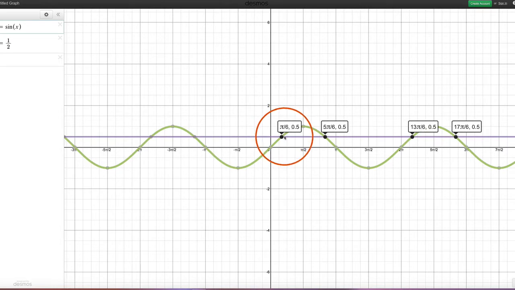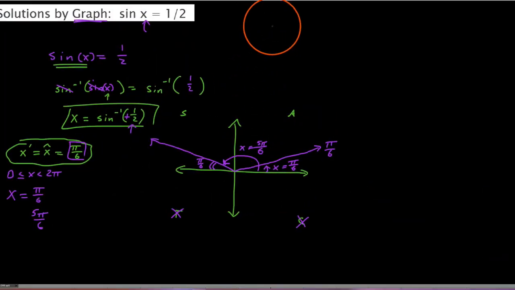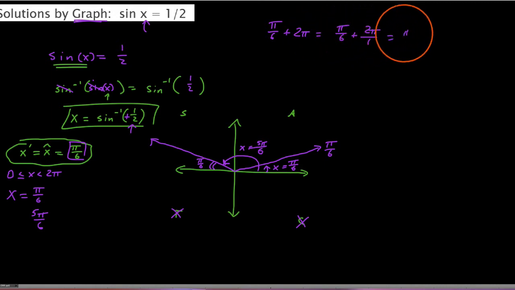So the idea here is this. If we were to take pi/6 and add on 2 pi to this, we would get 13 pi/6. And this can be shown easily. We would say pi/6, if you were to add on its period length, we would get pi/6 plus 2 pi, or pi/6 plus 2 pi over 1, or, getting a common denominator here, pi/6 plus 12 pi/6. So this is our 13 pi/6. And the same thing can be shown if we were to have taken this 5 pi/6 and added on a 2 pi to it.